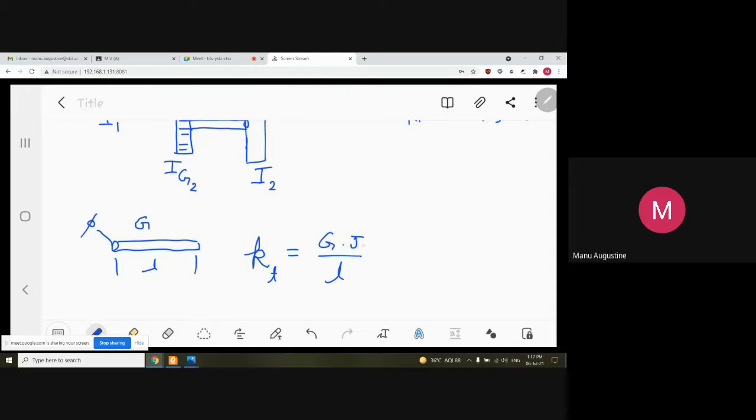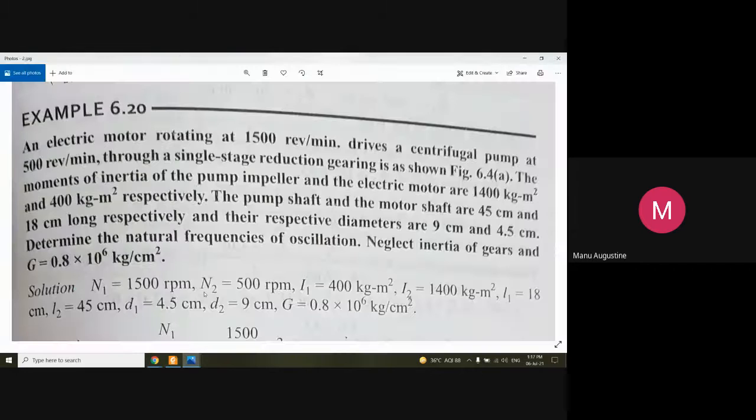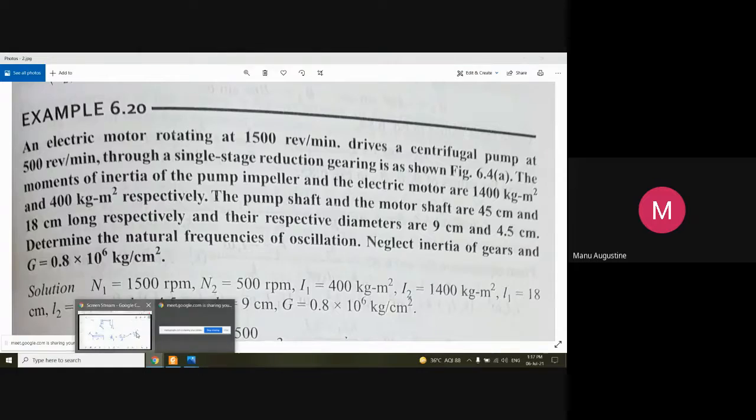Now what is J? J is the polar moment of inertia of the cross section of the shaft. And since shafts are generally circular in cross section, you simply have to remember the formula for the polar moment of inertia of a circular area, which is pi d raised to power 4 by 32. The motor shafts are 45 centimeter and 18 centimeter long, and their respective diameters are 9 centimeter and 4.5 centimeter. So lengths are given, diameters are given. What do you do with this data?